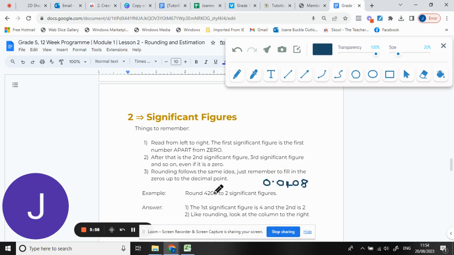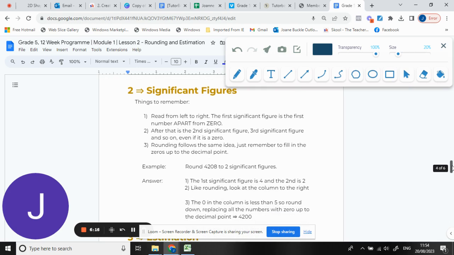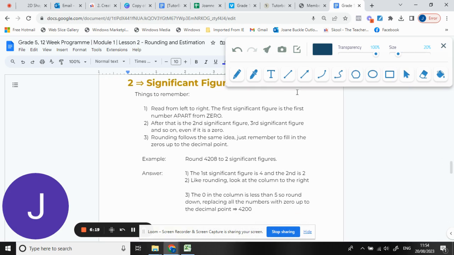Okay, so let's look through the example. It's really important to follow the idea that 5 or more, we're rounding up the number before, again, as we did with decimal points, and also to fill in zeros to the decimal point. We'll clarify that a little bit more as we go along. Right, so let's have a look at the first example. We're rounding 4,208 to 2 significant figures. Okay, so we want the number to end after the 2. We don't want any more significant figures after the 2 because that's the first significant and the second significant.